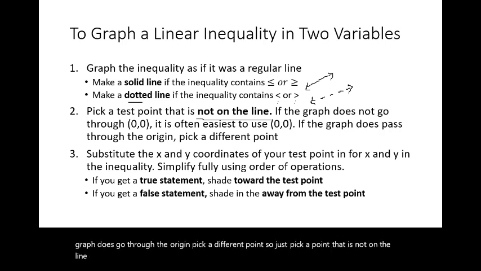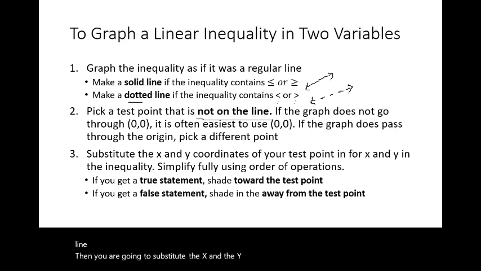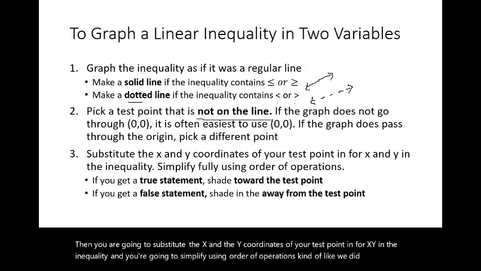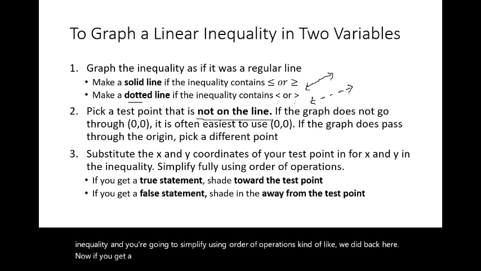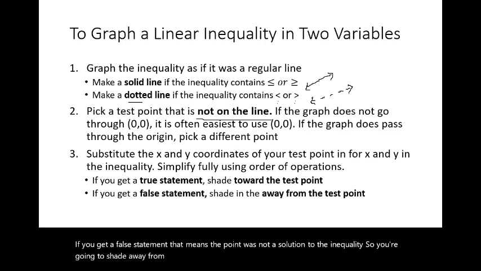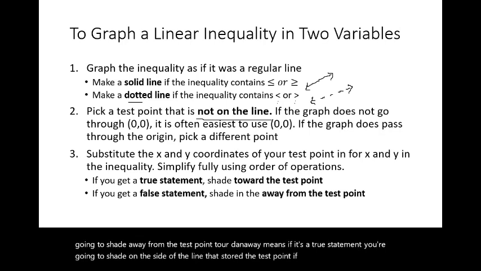Then you are going to substitute the x and the y coordinates of your test point in for x and y in the inequality, and you're going to simplify using order of operations, kind of like we did back here. If you get a true statement, that means that point is a solution to that inequality, so you're going to shade toward the test point. If you get a false statement, that means the point was not a solution to the inequality, so you're going to shade away from the test point. Toward and away means if it's a true statement, you're going to shade on the side of the line that's toward the test point. If it is a false statement, you're going to shade on the opposite side of the line, away from the test point.